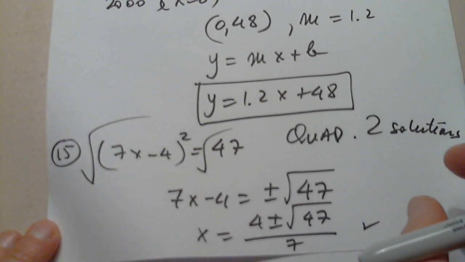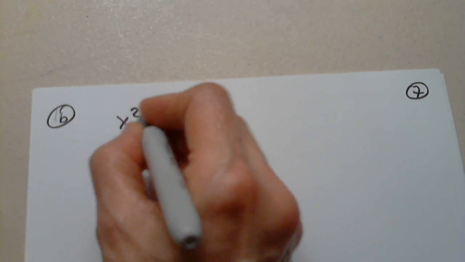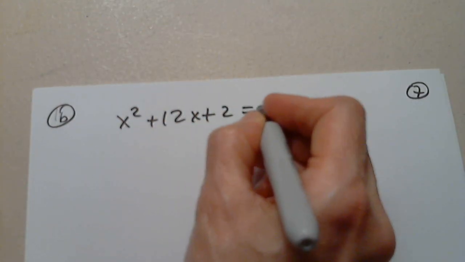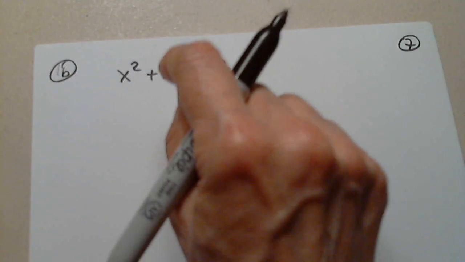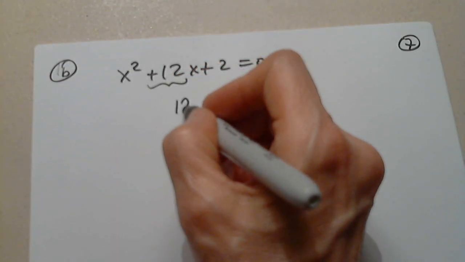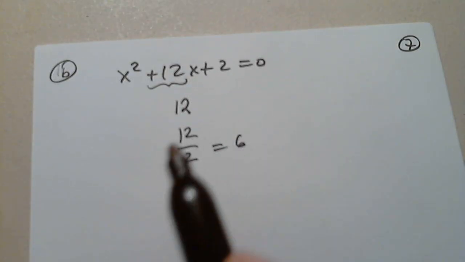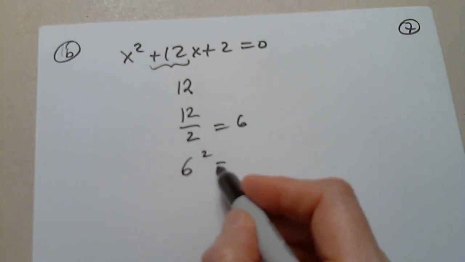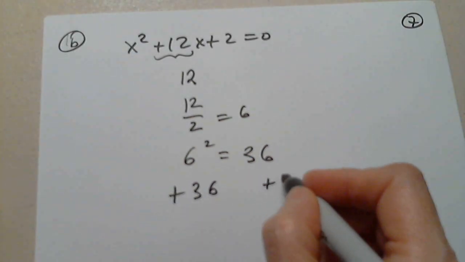This one is a different story, because this one requires a little bit of thinking. So we have x squared plus 12x plus 2 equals 0. And remember the procedure. If you watch my videos, you will understand and learn this procedure. The middle coefficient is 12. Then I divide the middle coefficient by 2. Then I square this number that I just got in the previous step. This is what I add to both sides.